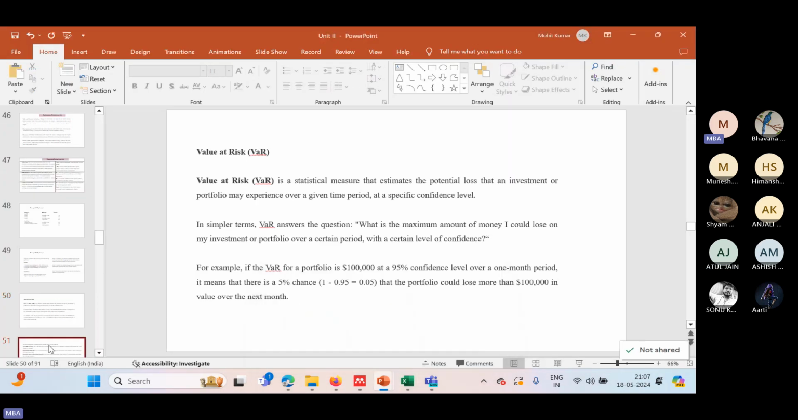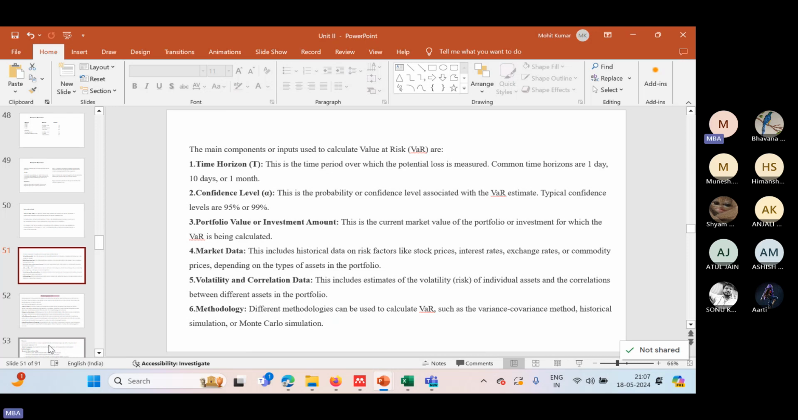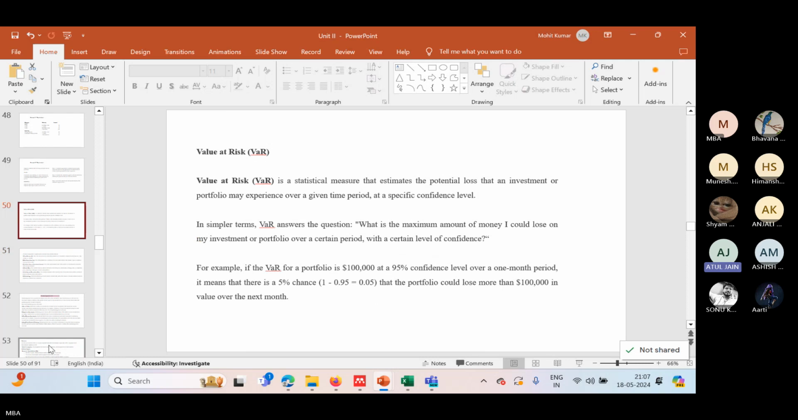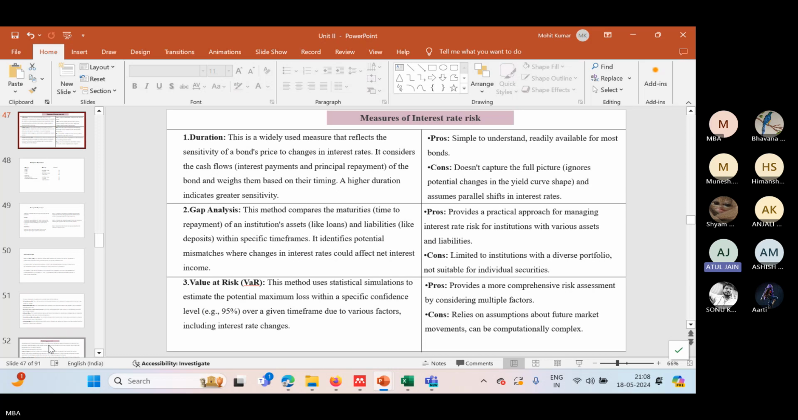I have one doubt on that duration and gap analysis case. What is the fundamental difference between the two, in the sense that my sensitivity to the interest rate risk is given by both, or what is gap analysis really telling me? I thought duration is telling me the sensitivity, right? If there is a 1% change in interest rate, how much percentage change is there in my bond prices.